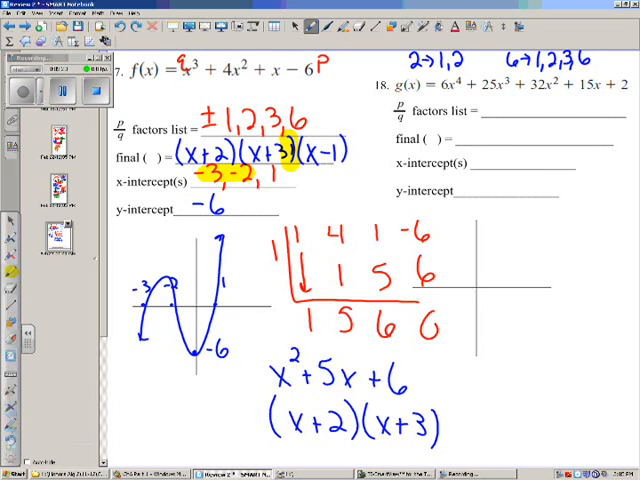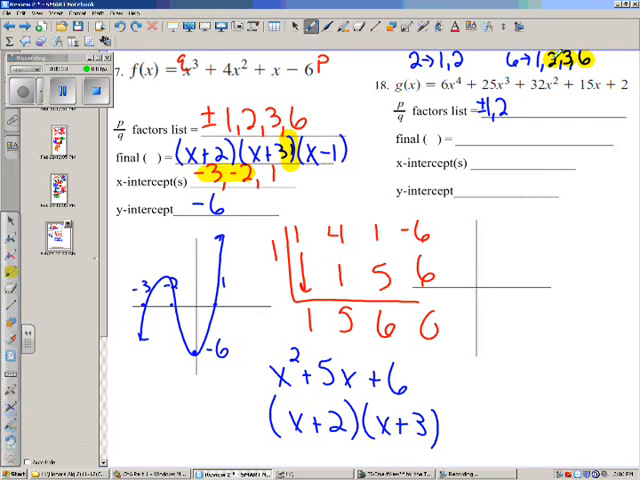And now I'm ready to create my list. So simple are just 1 and 2. But now these all have to go over 2 and 3 and 6. So I'm going to go ahead and do that.